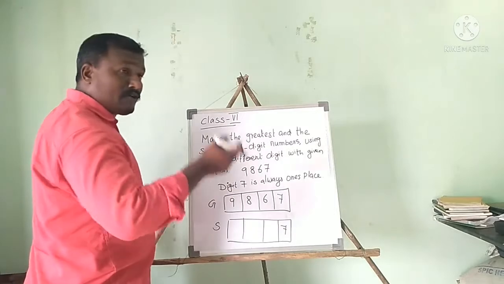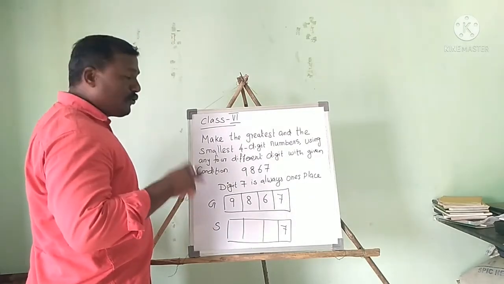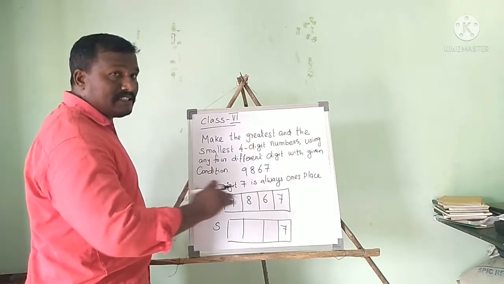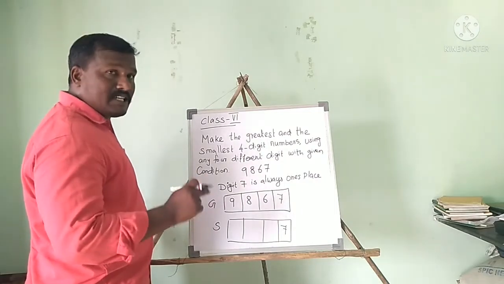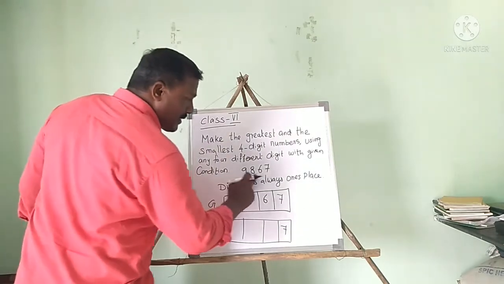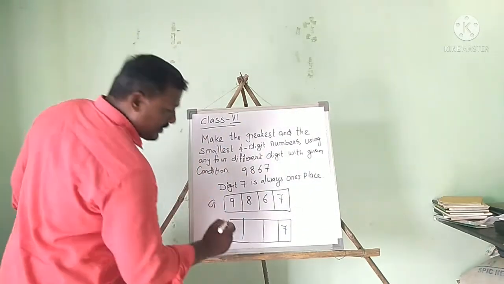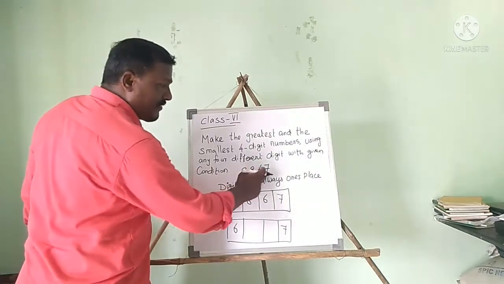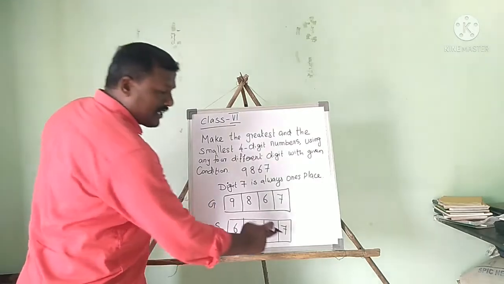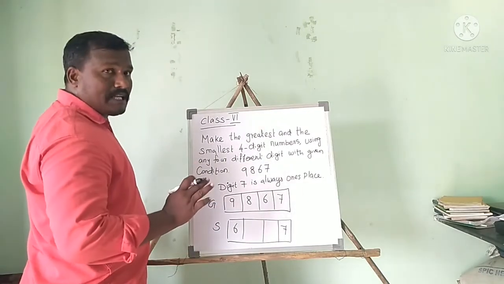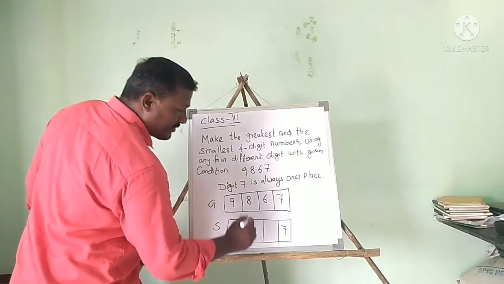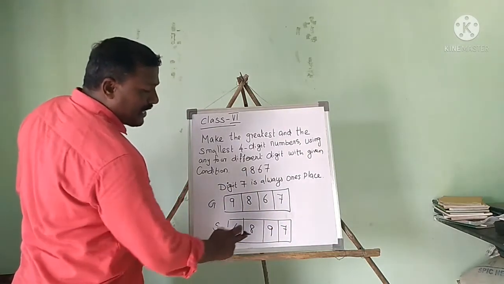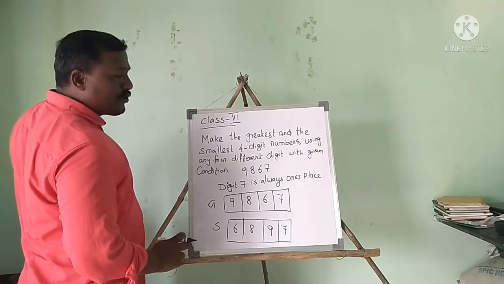The same digits we have to write for the smallest number. I told you, when you write the smallest 4-digit number you have to write in ascending order. Ascending order means small to big. So which is the smallest number? 6 is the smallest number, so I will write it first. Next bigger number compared to 6 is 7, but we already placed it, so don't repeat the same number. So the next bigger number is 8, I will write here. Then the next bigger number is 9. So 6897 is the smallest 4-digit number.